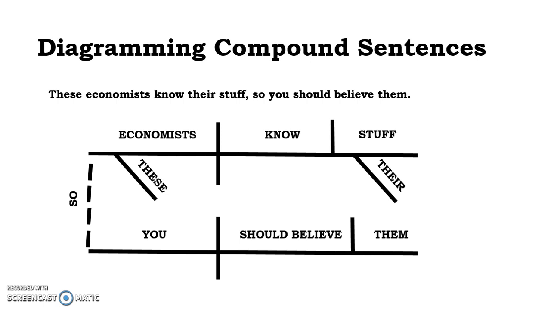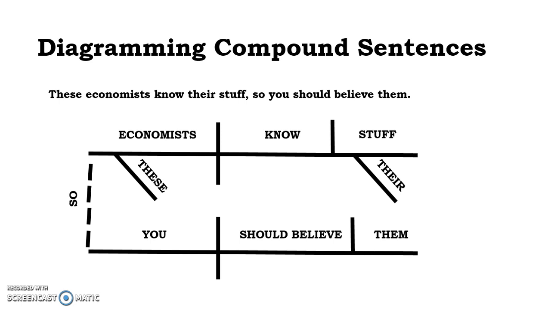The first independent clause is everything that leads up to that comma. These economists know their stuff. We diagram this just as we would a simple sentence. Economists is the subject, know is the verb, stuff is the direct object, and our two modifiers, these and their, go on diagonal slanty lines underneath their respective modified words. Which economists? These economists. Which stuff? Their stuff. So that first part is rather simple.